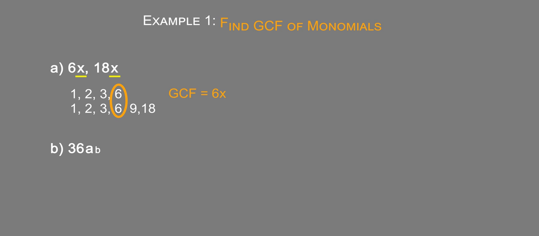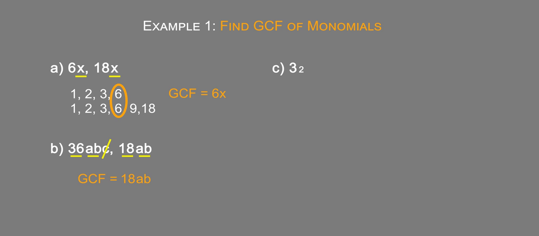Part B, we're given 36ABC and 18AB. So we should see that they both share AB. They do not share C. So we know that the greatest common factor is going to have AB in it, and then we just need to look at the coefficients, 36 and 18. Well, 18 times 2 is 36, so the greatest common factor is going to be 18 between 36 and 18. So our greatest common factor of the monomials is 18AB.